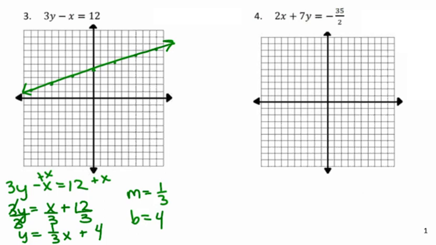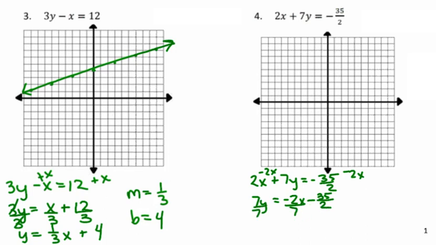Example 4, same thing. We have 2x plus 7y equals negative 35 over 2. So we need to get that y by itself. So 7y will be on this side, and we're going to subtract 2x from both sides. And then divide everything by 7.